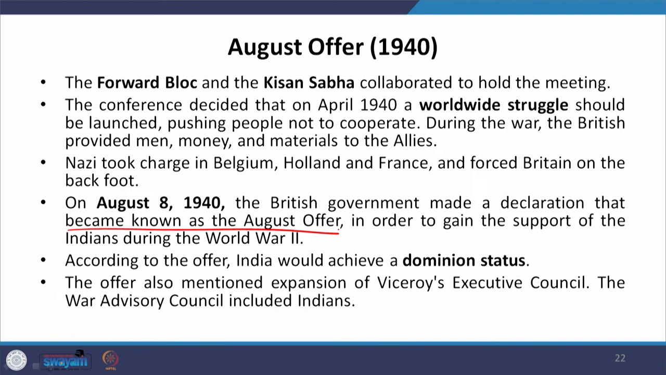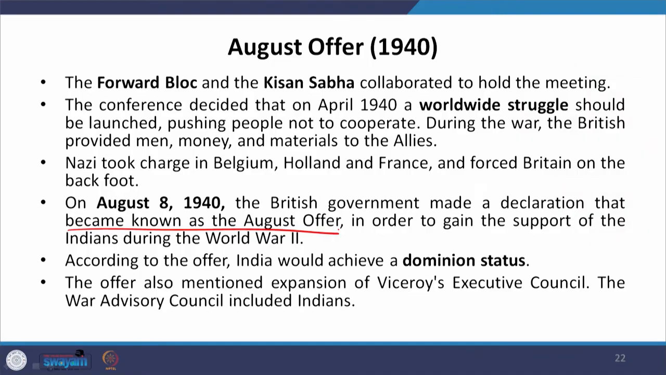In World War II, Britain's position becomes increasingly more precarious, and so they seek India's support, India being, in fact, its largest asset. So, according to the August Offer, India could achieve its dominion status. Now, there is a bargain. If India supports Britain for World War II, it could achieve its dominion status in exchange.